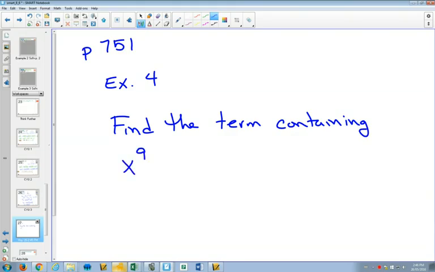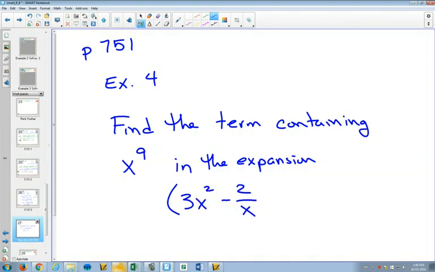containing x to the 9 in the expansion. Now I've got to make one here that actually has an x to the 9 in it. There. So find a term containing an x to the 9 in the expansion of this.